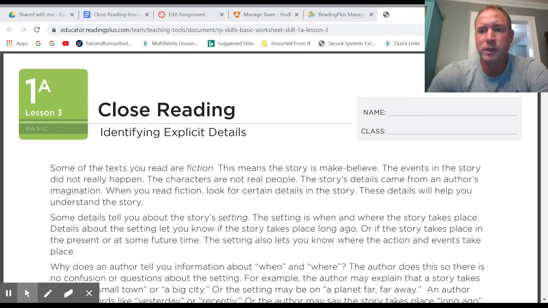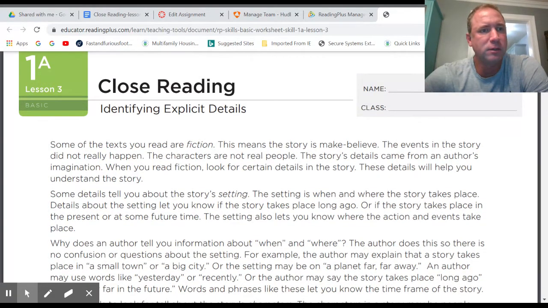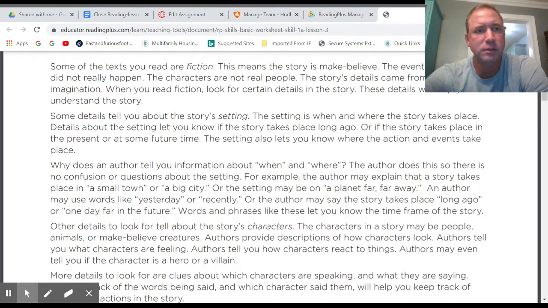So today we're going to finish up on identifying explicit details, and this is the last skill practice before we move on to the next category of close reading. This is lesson 3, and follow along as I share some instructions.